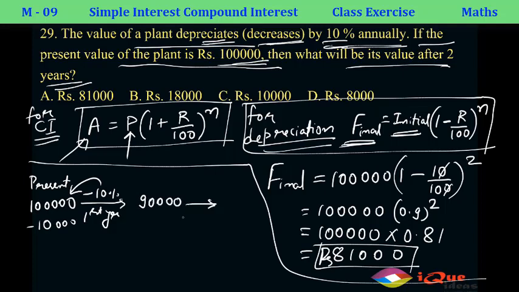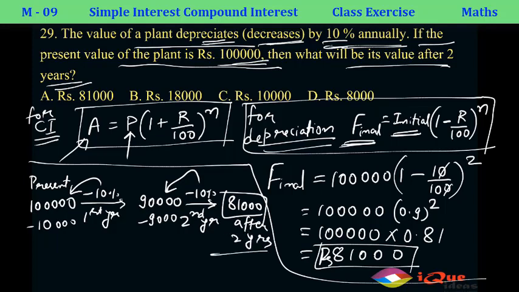Now again, in the second year, what will happen? In the second year, we have to subtract 10%, and again this percent is on this 90,000. Now, 10% of 90,000 is 9,000. If you subtract 9,000 from 90,000, you will get 81,000, right? So the final value after 2 years is 81,000. So this was another way of doing the same question. Option A is the correct answer.